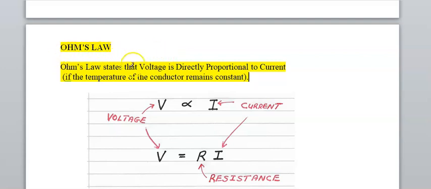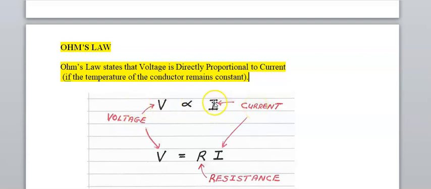Ohm's law states that the voltage is directly proportional to the current if the temperature of the conductor remains constant. It's also very important to know it not only in words, but in symbols. V proportional to I. They use I for current because C was actually taken for charge. So voltage is directly proportional to current, and if you use that version of Ohm's law, please label each part.